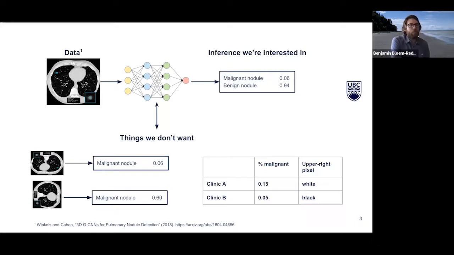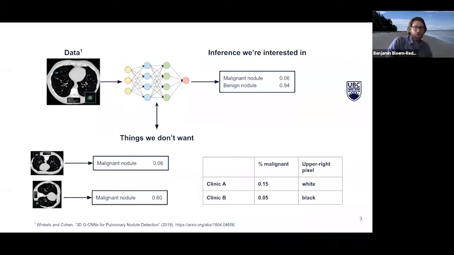And we'd like to infer something from that data, whether it's the probability that some nodule is malignant or benign, or something about a process that gave rise to this. So at a high level, we have some data and we want to infer things about it. And depending on the task, there might be things that we don't want our inferences to be influenced by.